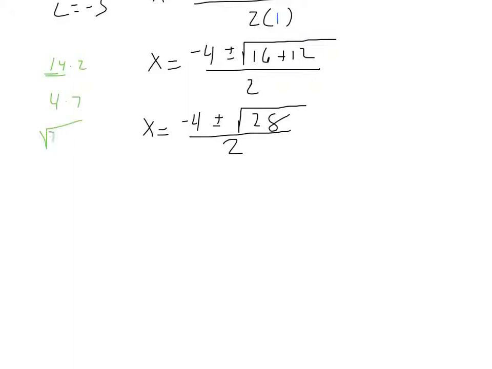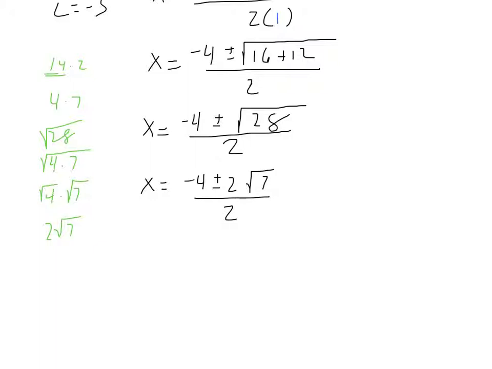So the square root of 28 is the square root of 4 times 7, which is the square root of 4 times the square root of 7. What's the square root of 4? 2. All right. So we now have x equals negative 4 plus and minus 2 square root of 7 over 2. You are not done. You are not done. We have to reduce this fraction yet.